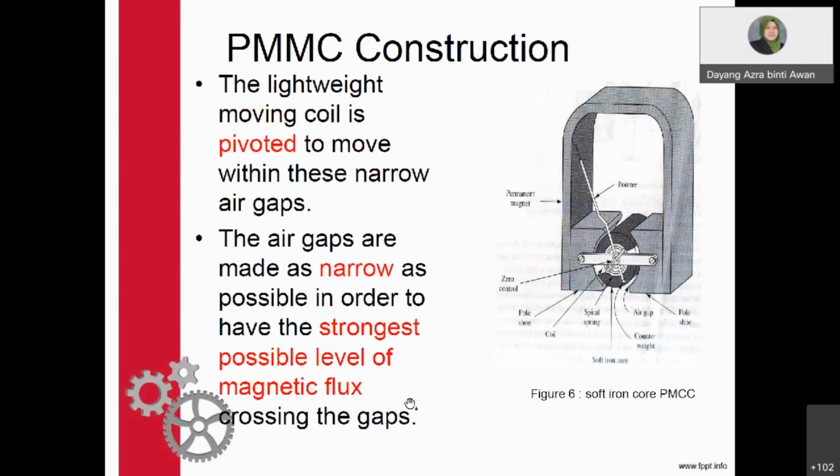And then we have a pivoted lightweight moving coil, pivoted to move within these narrow air gaps. So it can move, and that makes the movement of the pointer. The narrow air gap is used to have the strongest possible level of magnetic flux and also to control the movement of your pointer itself.